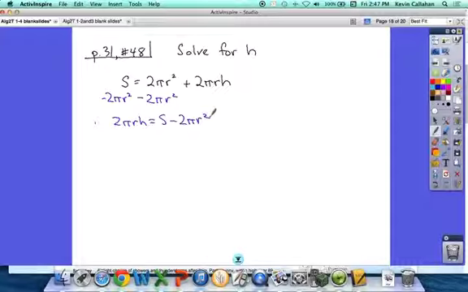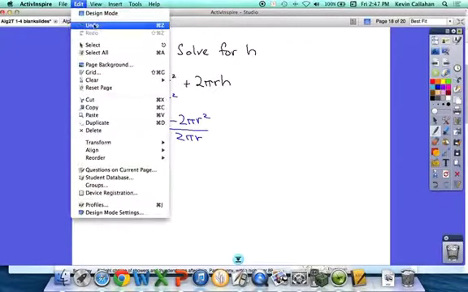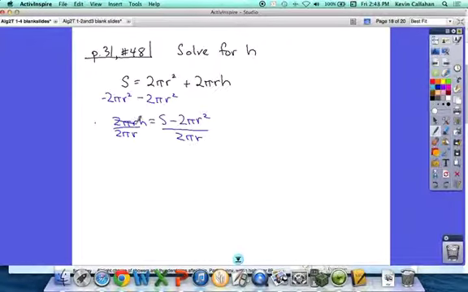How do I isolate the h now? Divide by 2 pi r, right? So divide by 2 pi r. Cancel, cancel. Oh, I just did that wrong. Meant to go cancel, cancel. And that would be an acceptable form of that.